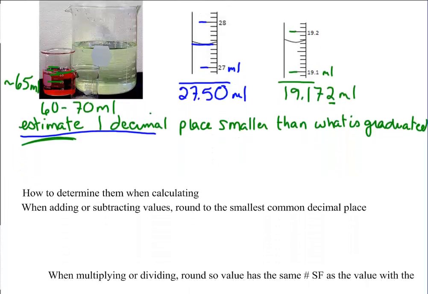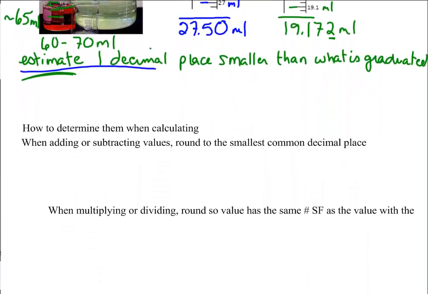If you're given the values, you need to do calculations. So how do I do the calculations when I have my sig figs? Adding and subtracting rules, you're going to round to the smallest common decimal place. Let's take a look at an example of that.